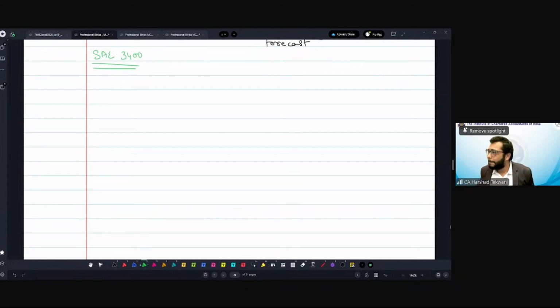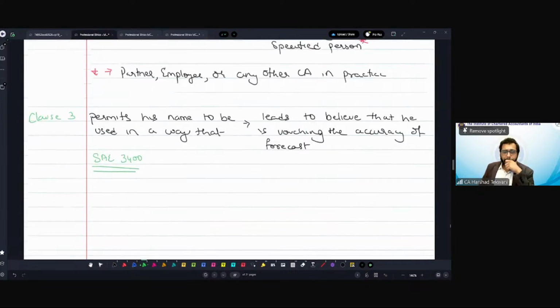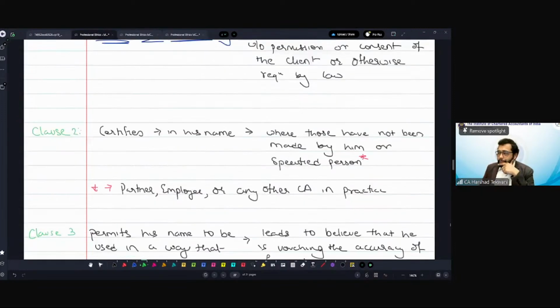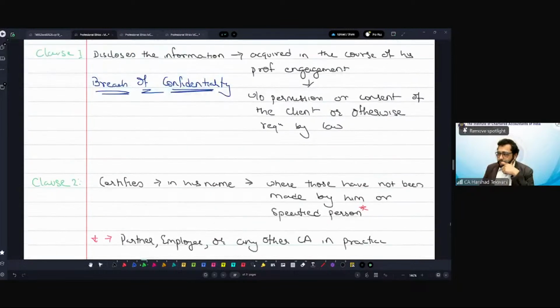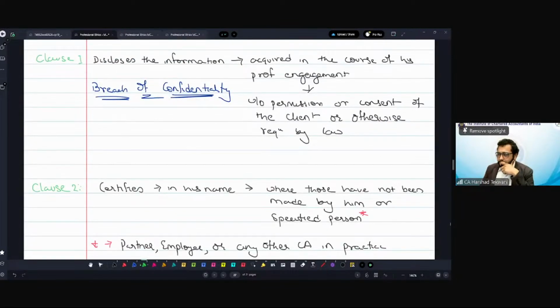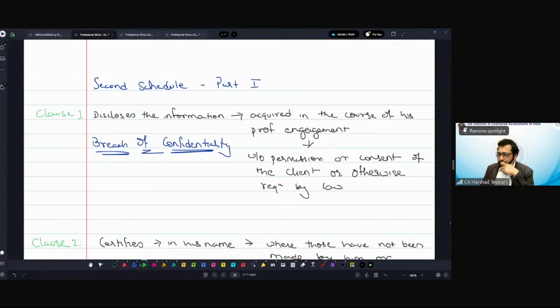In respect of clause 1, disclosing the confidential matter of a client without their permission or without the permission of law. Nowadays, cases of digital arrest have been increasing, where suppose some big chartered accountant firms are digitally arrested and asked for the confidential details of their clients as a ransom. Now, in that case, what should be the mode of action by the partner?